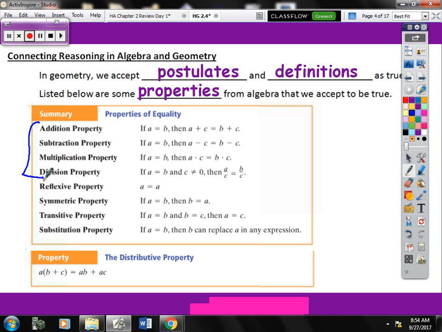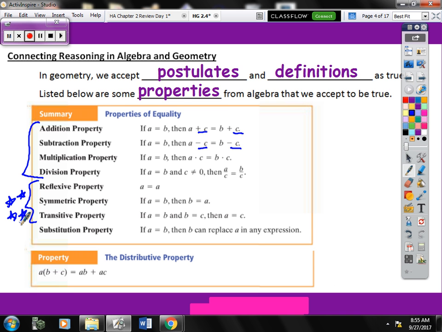So the addition property says that you're allowed to add a number to both sides and not change the value. Subtraction, you can subtract a number from both sides of an equation and not change the value. Same with multiplication and division. Now, the next 3 you probably don't know. So let's just put a little stars by them because we'll have to memorize them.